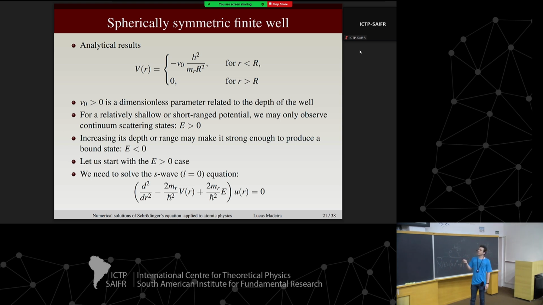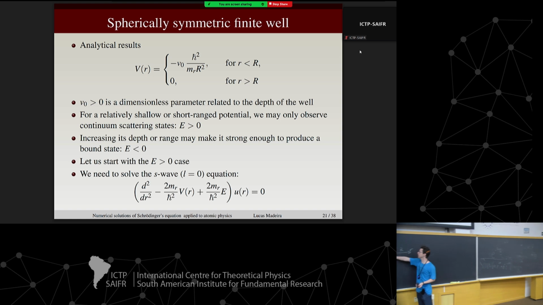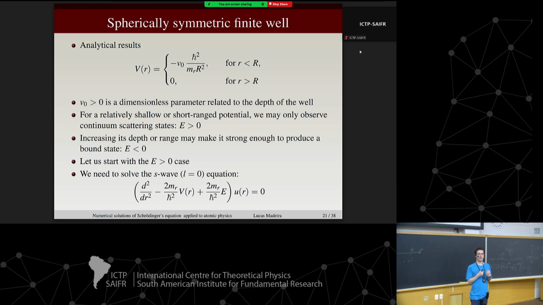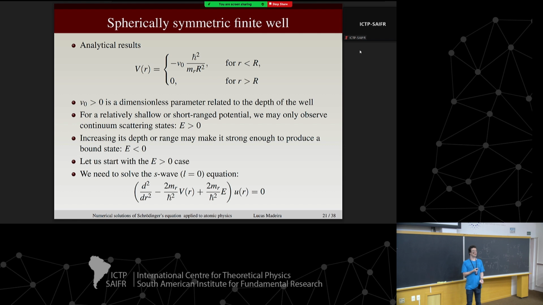And if I have a really shallow well, so imagine that I have just a potential that's really close to 0 here, probably this won't be enough attraction to form a bound state, all right? So I need to make a deeper well if I want to observe bound states.